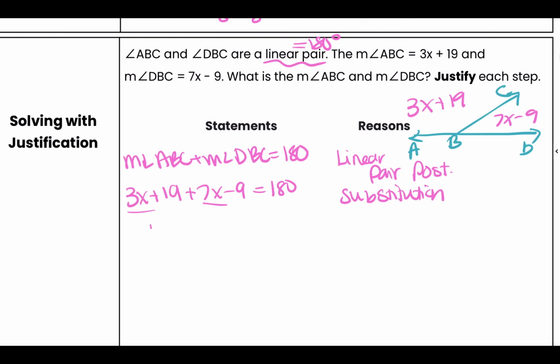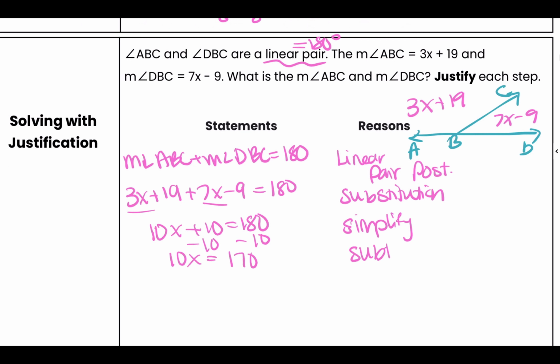Okay, combine like terms, we get 10x plus 10 equals 180. So let's simplify. Minus 10. 10x equals 170. So that was subtraction. Divide by 10. x equals 17.